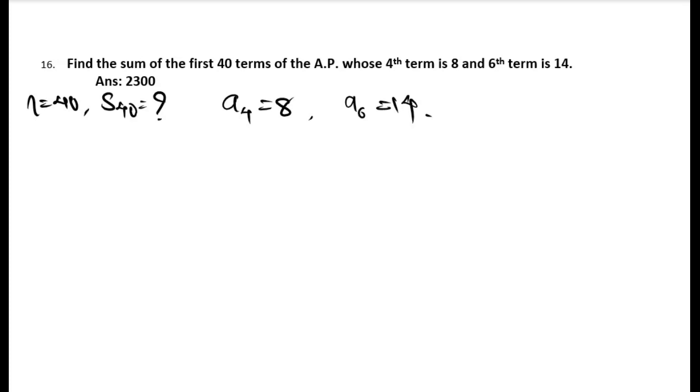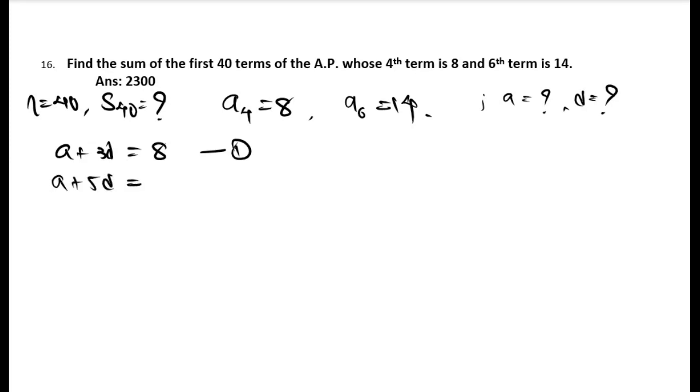Now we don't know A, we don't know D, but we can find them. I'll tell you how to find. When you are directly given some random terms of an AP, if you have got two terms, then you can certainly find A and D very easily. See how. Fourth term is 8. How can you write fourth term? A plus 3D is equal to 8. Equation number 1. Sixth term is 14. A plus 5D is equal to 14. Equation number 2.